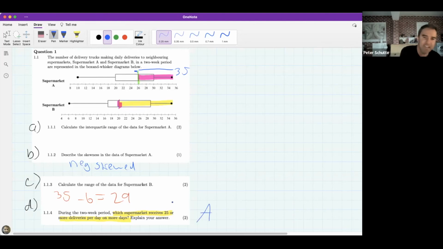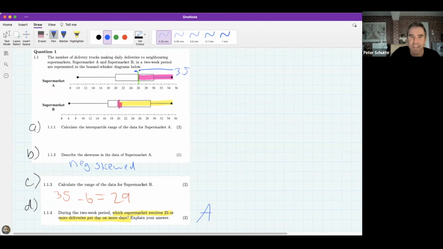And probably the easiest way to describe that is just to say, look, the median in supermarket A is above 25, whereas the median in supermarket B is below 25. And so you can see that supermarket A would clearly be receiving more deliveries of 25 or more a day. So I would just look at the median. Cool. That was a bit of a tougher question.